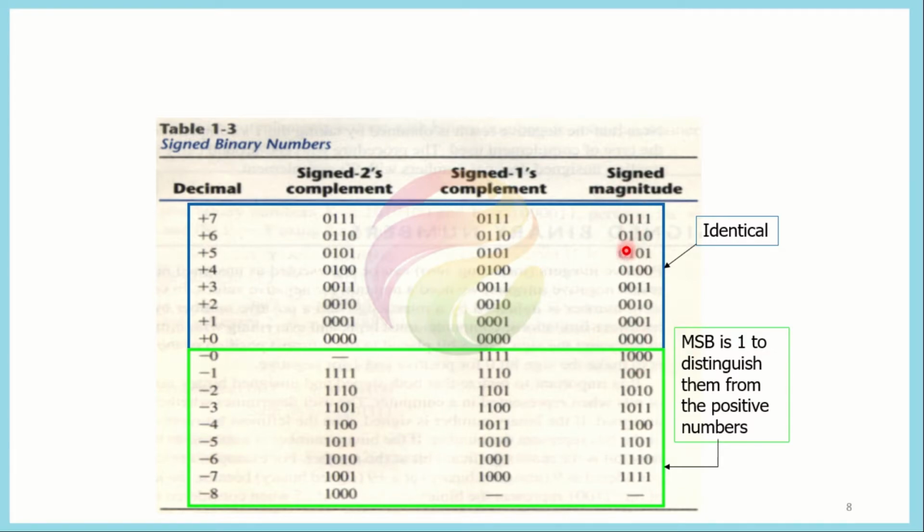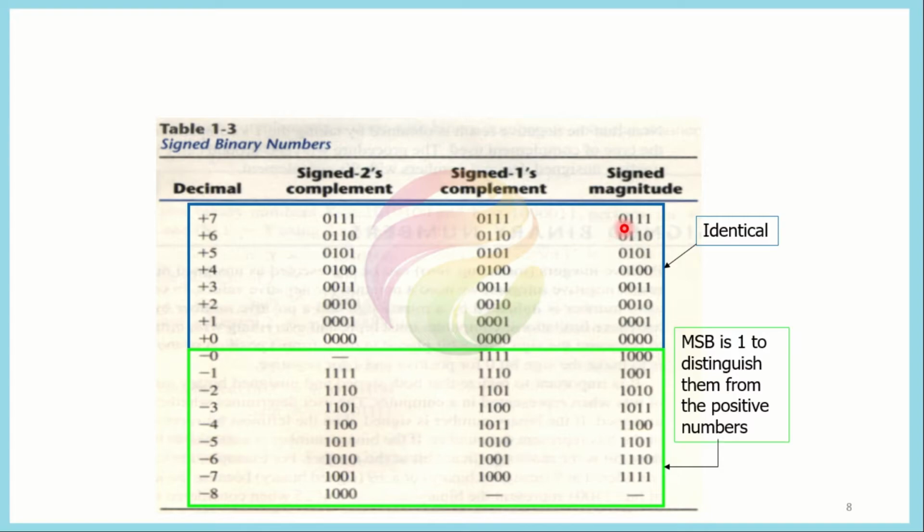In the sign magnitude representation, suppose we have a given number; this is the decimal equivalent. What we do is we reserve a single bit. Say we are representing any number in the form of 4 bits. This is the MSB here, and this is the least significant bit here.